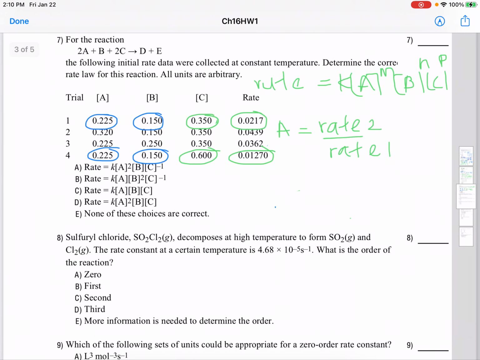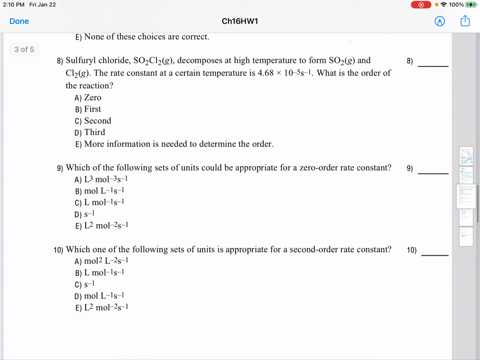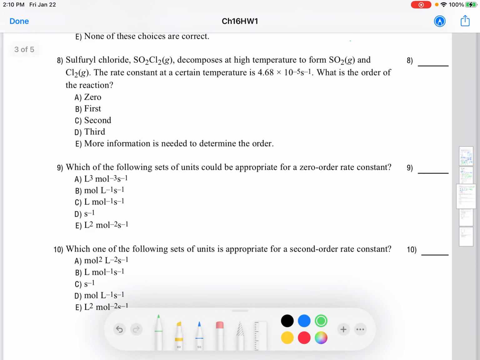Number 8. Sulfuryl chloride decomposes, and the rate constant at a certain temperature is given. What is the order of the reaction? Now you are given a rate constant, which is this over here. If the rate constant is given, you can find the order by looking at the unit. It says per second.